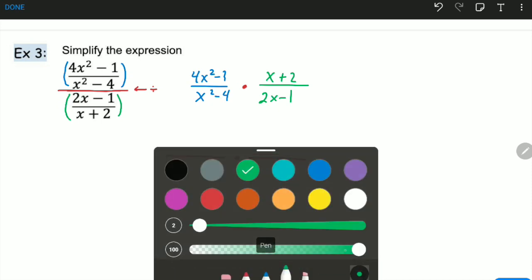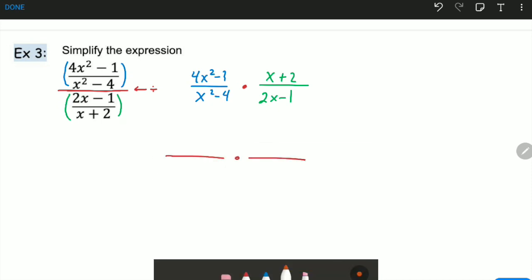So starting with the top left, 4x squared minus 1. Well, 4 is actually a perfect square. It's 2 squared. And so is 1. 1 is a perfect square. So the factors of 4x squared minus 1 would be 2x plus 1 and 2x minus 1 using the difference of squares pattern.